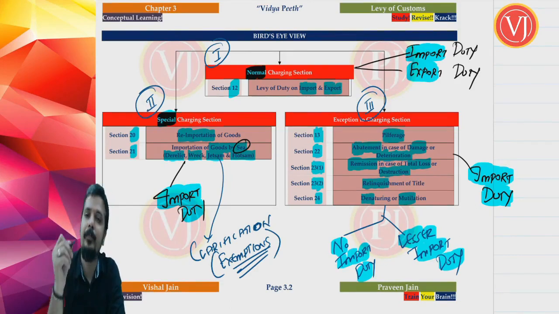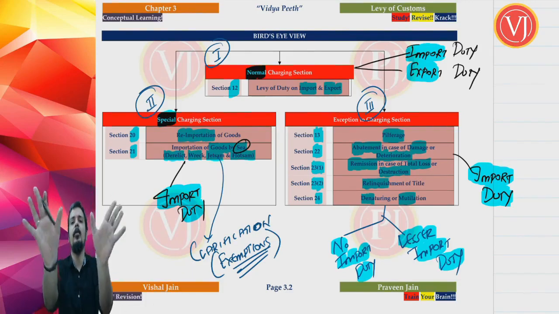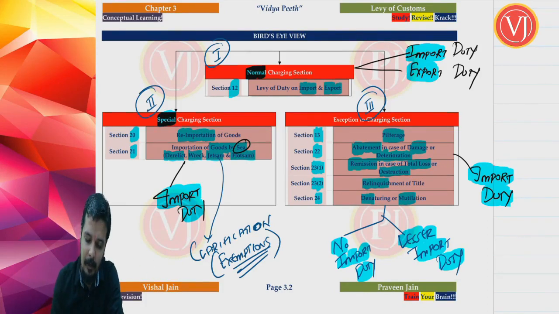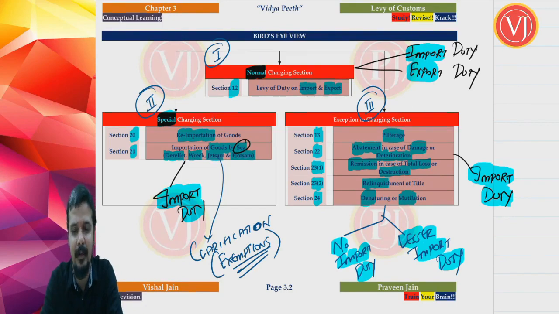Section 23(2) talks about relinquishment of title, giving up of title. You tell that I don't want the goods, I am giving up the title to you. So you are giving up the title of the goods to customs department, relinquishment of title, no import duty. And section 24, denaturing or mutilation, changing the nature of goods or mutilating the goods. We will try to understand all these sections when we are discussing the third subtopic.